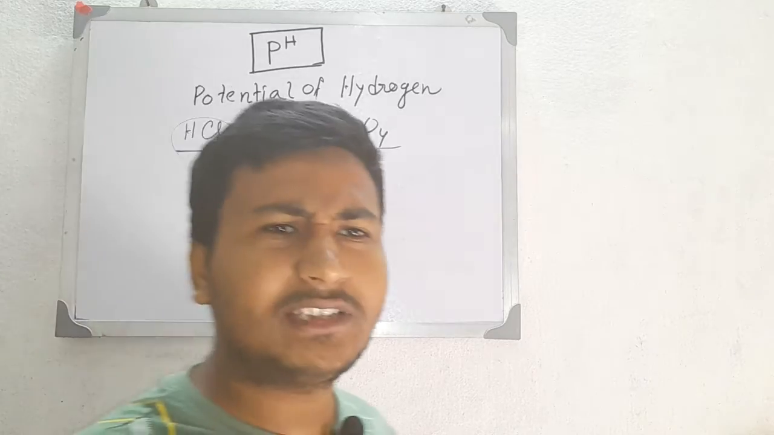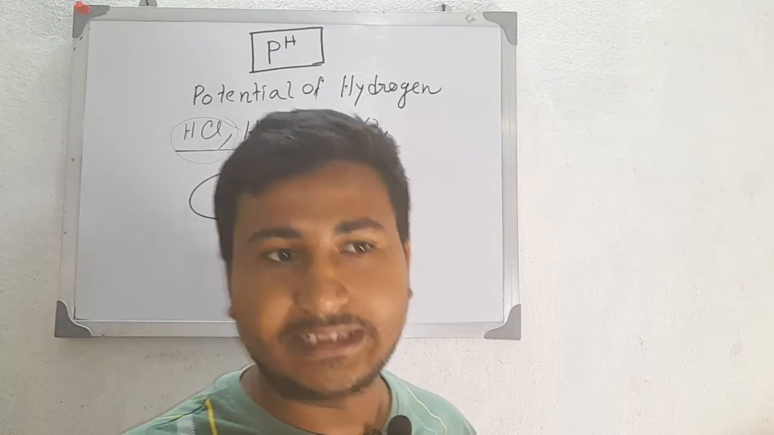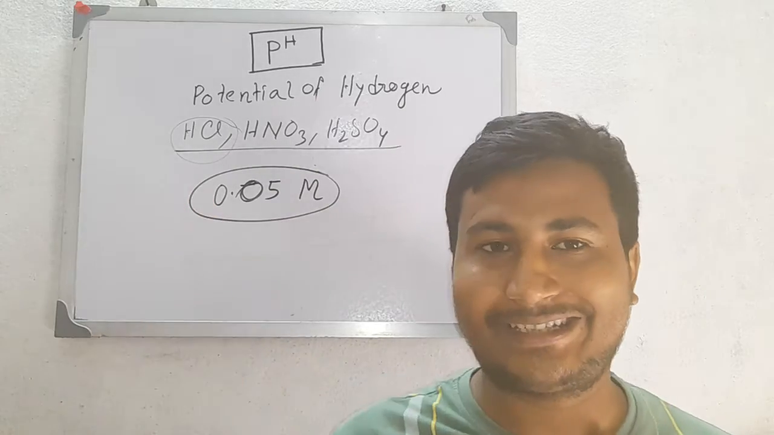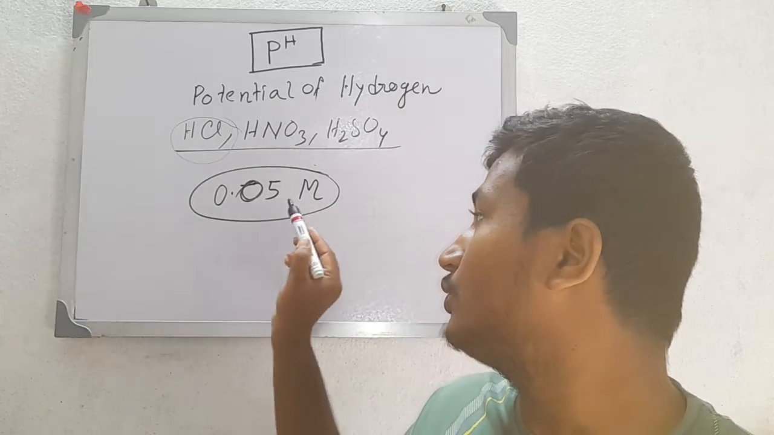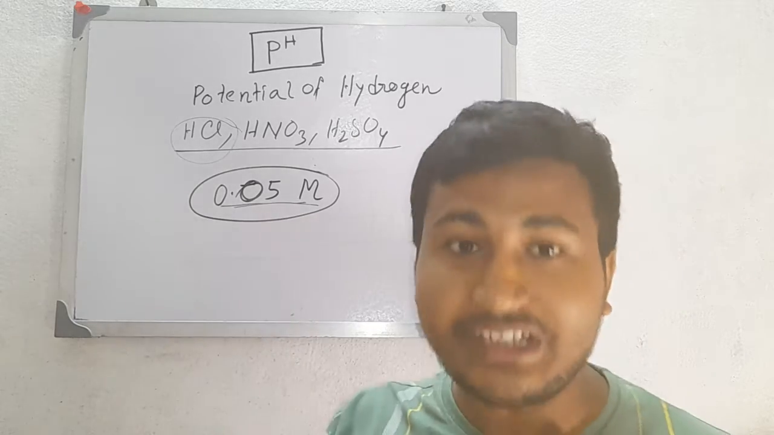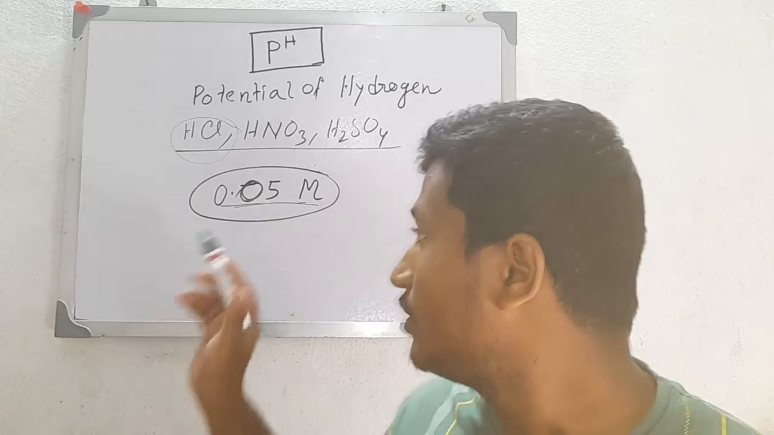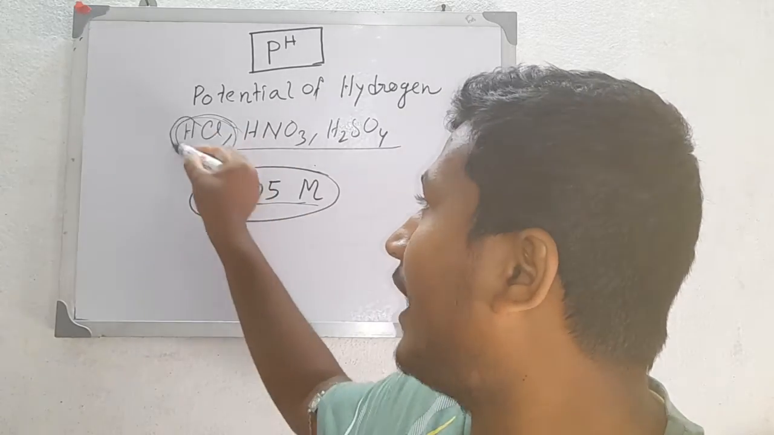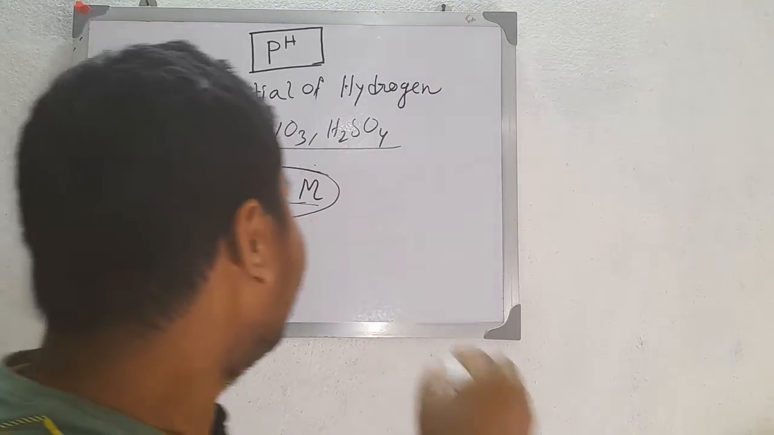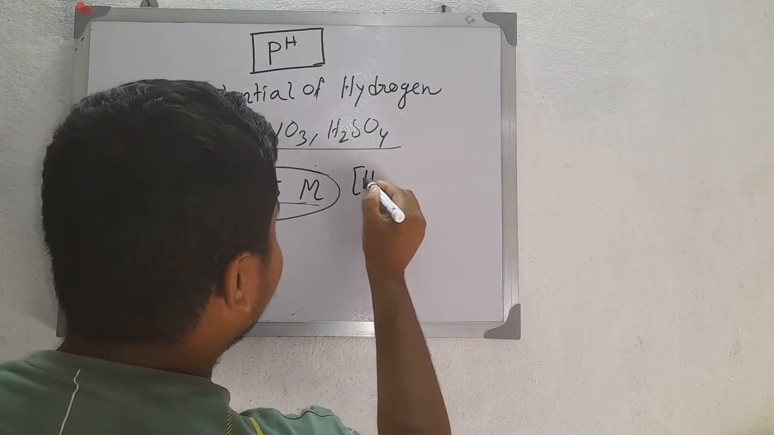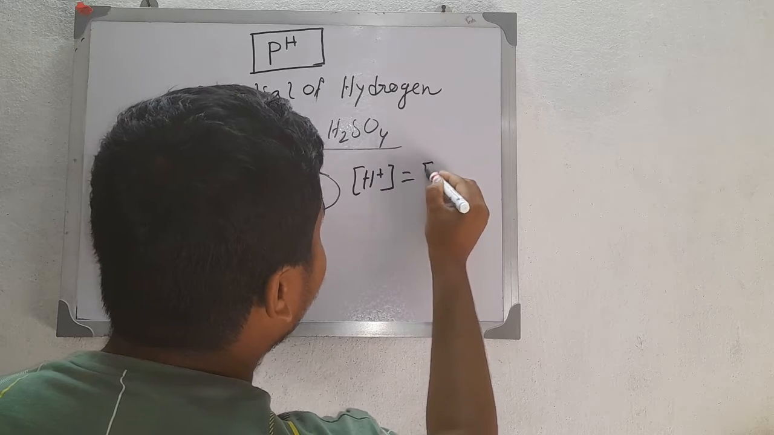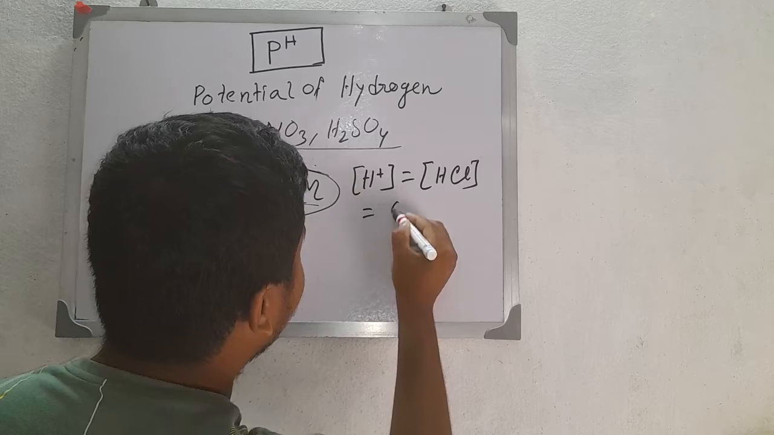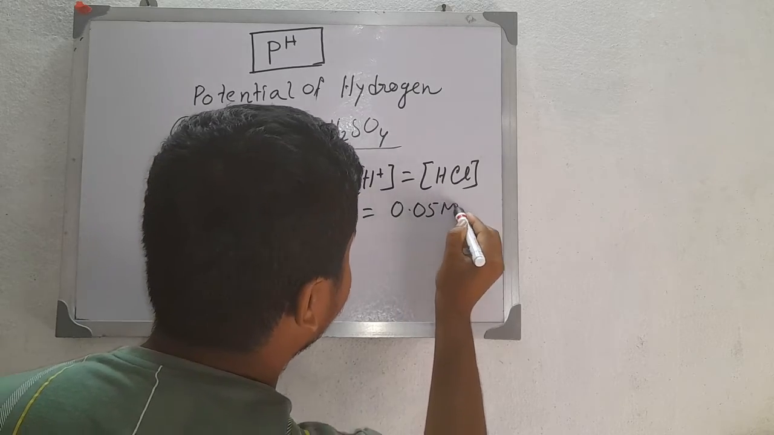Then what is the concentration of H plus? Generally, we know that the concentration of H plus of a strong acid is equal to the concentration of that acid if it is a monoprotic acid. So HCl is a monoprotic acid because it has only one hydrogen. So the concentration of H plus is equal to the concentration of HCl, meaning the concentration of H plus equals 0.05 M.